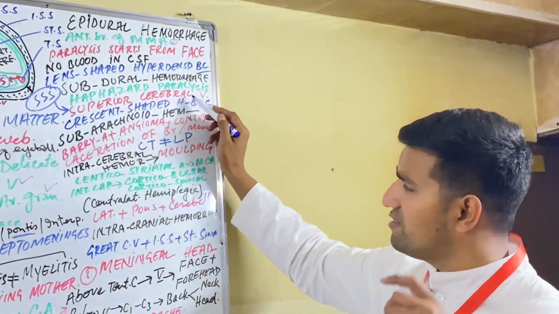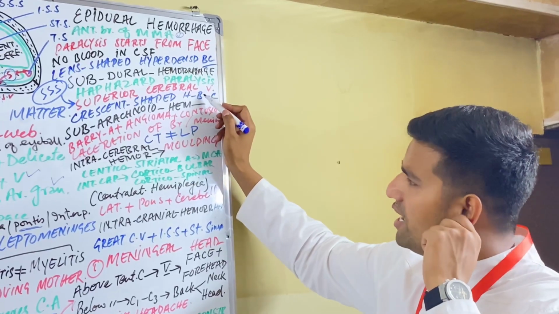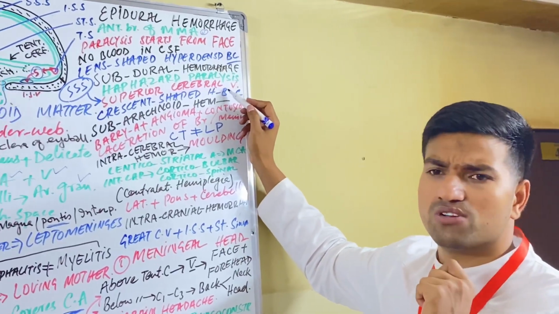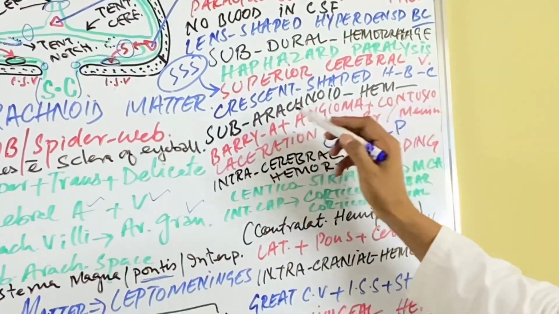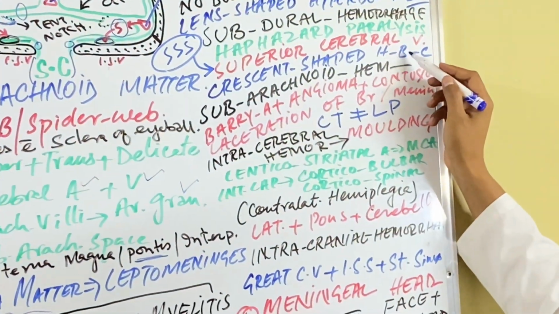The superior cerebral vein will be mostly involved, at the entrance of the superior sagittal sinus. Then a crescent-shaped hyperdense blood collection.